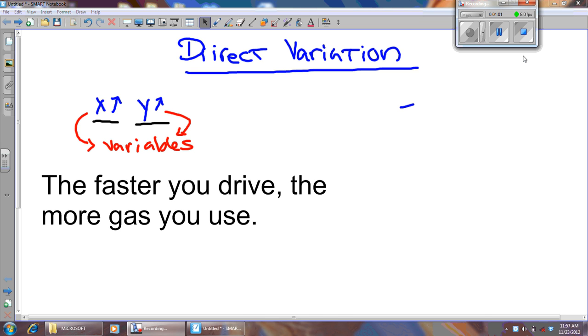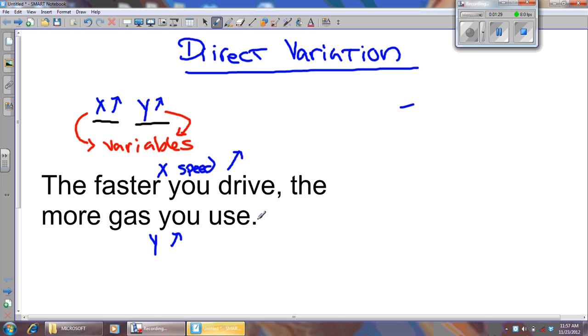The faster you drive, the more gas you use. So the two variables, x would be like the speed or how fast you're going, and that's going up. And what happens when you go up, the other variable is the amount of gas you use, that's the y variable, and that is also increasing because as your speed goes up, the more gas you use. That's an example of direct variation.